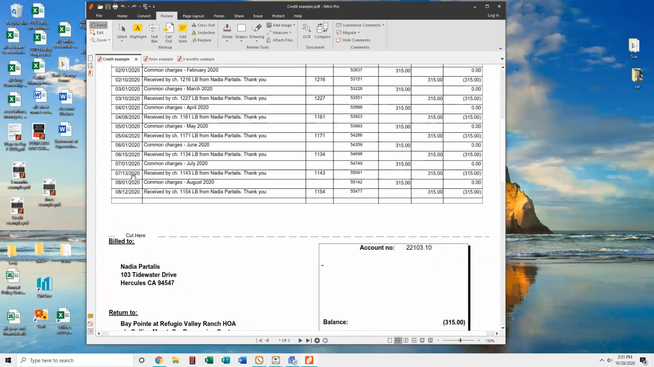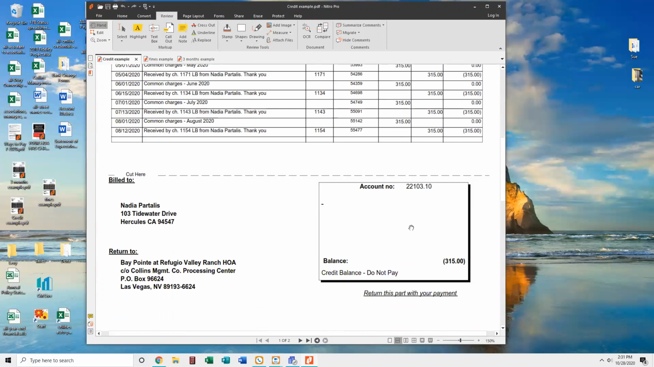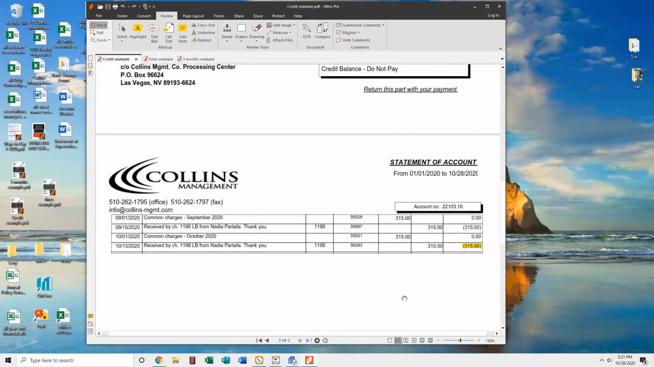Sometimes owners will pay quarterly, so they'll do 3 months at a time, and you'll see a credit. And if you open up their ledger, you'll see that they've paid 3 months at a time, and it's pretty consistent throughout their payment history. So then you kind of go, oh, okay, this person's paying 3 months in advance. Now let's look at a trickier one.